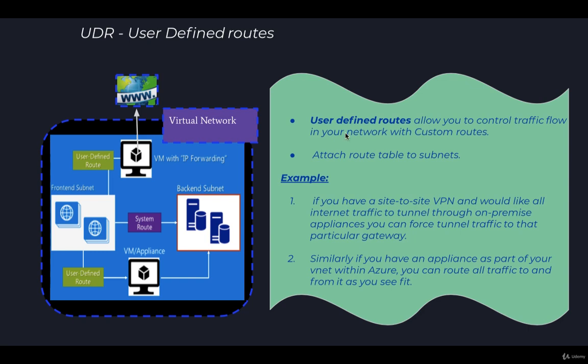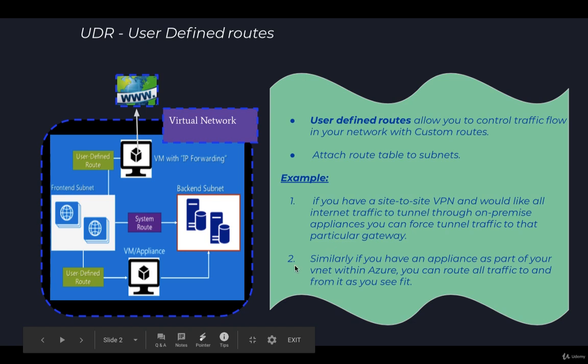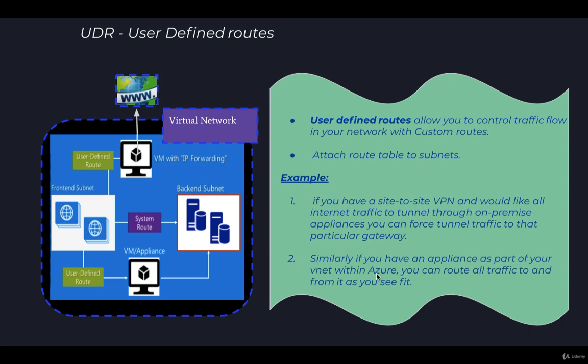You can use this, for example, if you have a site-to-site VPN and would like all traffic to go through the tunnel, through an on-premises appliance. Then you can force that traffic to that particular gateway by mentioning the next hop as your gateway. Similarly, if you have an appliance as part of your VNet within Azure, like we have here, you can route the traffic to and from this particular appliance as per your need. So this is how user-defined routing works.